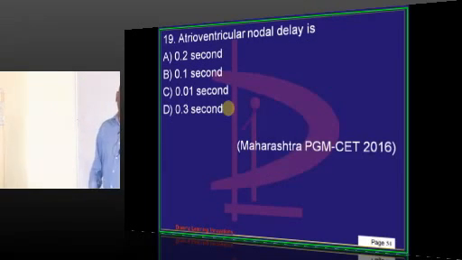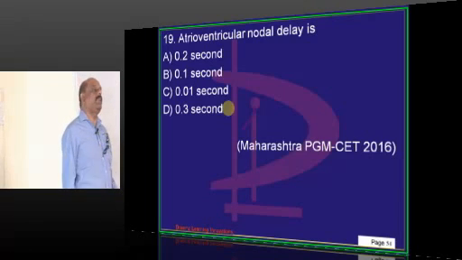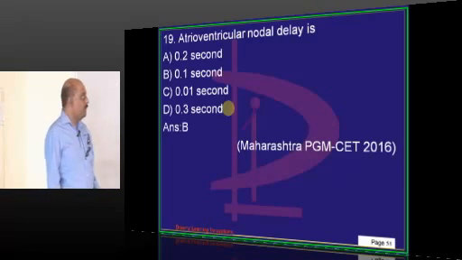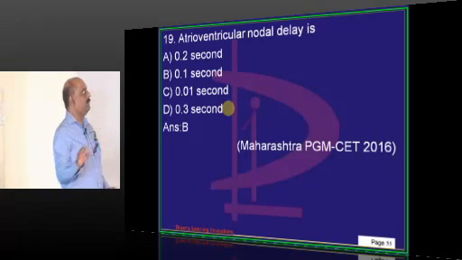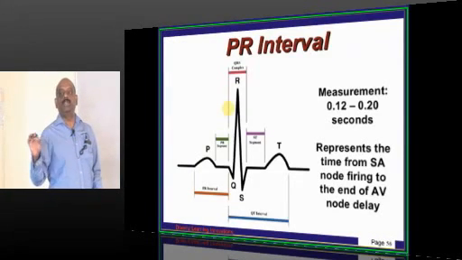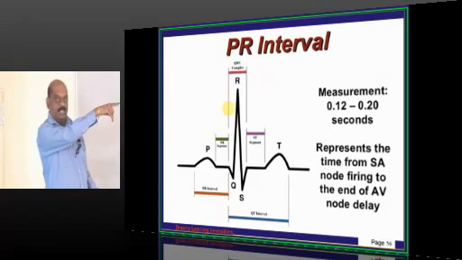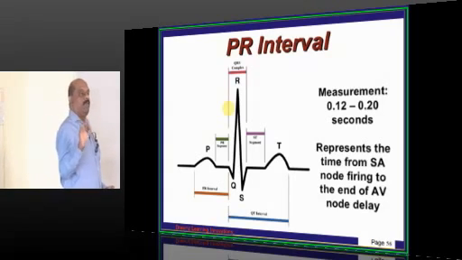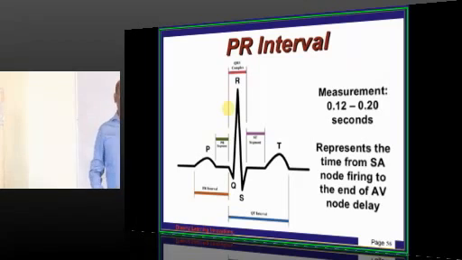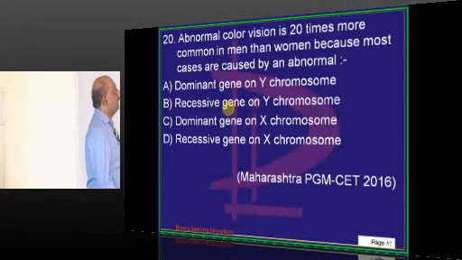AV nodal delay. Which part of the ECG reflects AV nodal delay? PR segment. So typically the PR segment is around 0.12 to 0.2 seconds. 0.12 to 0.20. When do you call it PR delay or AV nodal first degree block? The moment the PR is prolonged beyond 0.2 seconds, you basically call it first degree heart block.